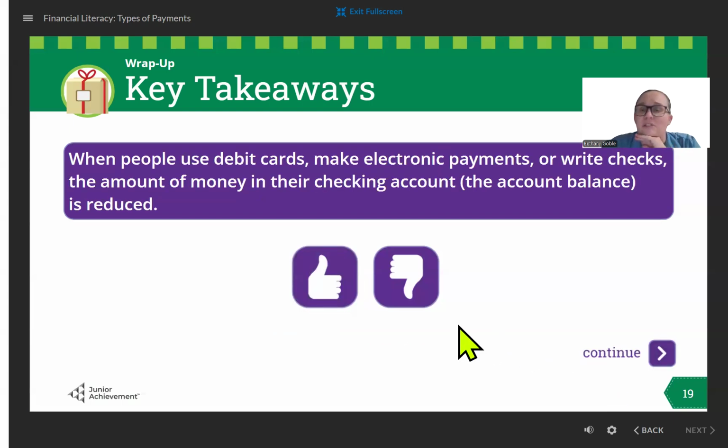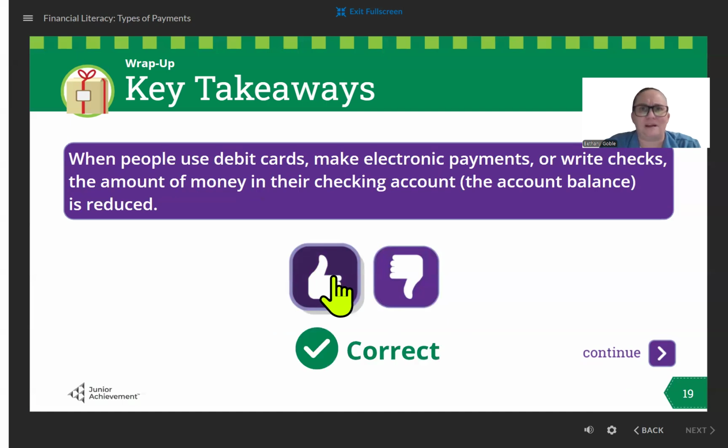When people use debit cards, make electronic payments, or write checks, the amount of money in their checking account is reduced. Well, yeah, you take money out of your account. Of course it's going to go down.